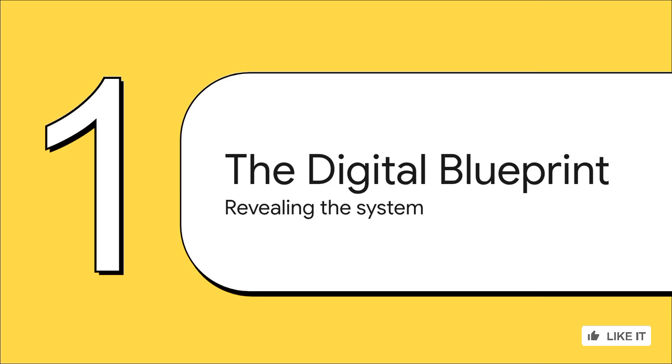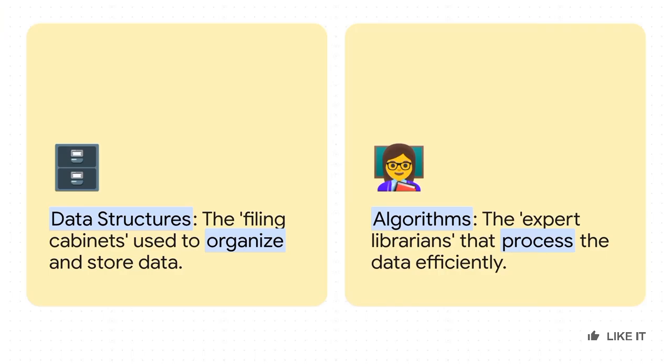You can think of it as the digital blueprint for any piece of software that needs to be fast and efficient. So these two things, they're like a dynamic duo. Data structures, those are the filing cabinets. They're all the different ways you can organize and store your information. And algorithms, well, they're the super smart librarians. They're the recipes, the step-by-step instructions that know exactly which filing cabinet to use and how to find what you need, like right now.